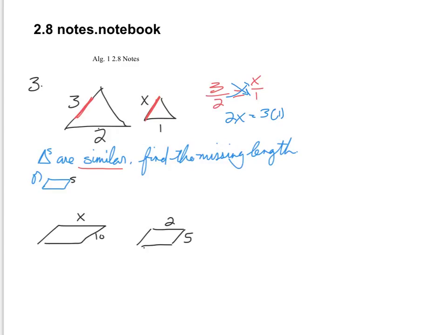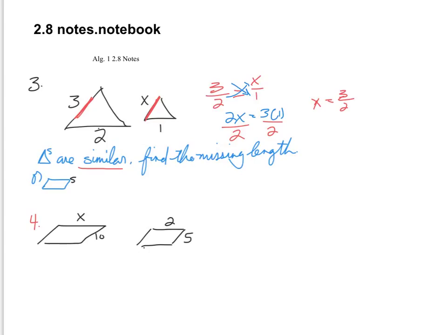We can divide both sides by 2, and we'll have that the missing side length x is equal to 3/2. Okay, so that's what we get for our missing side length in number 3. And I forgot to put a number for number 4.